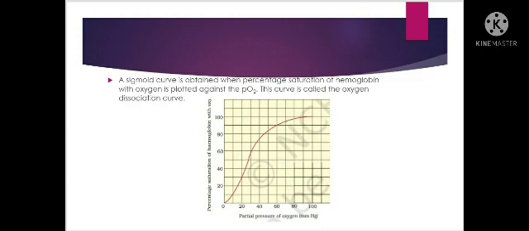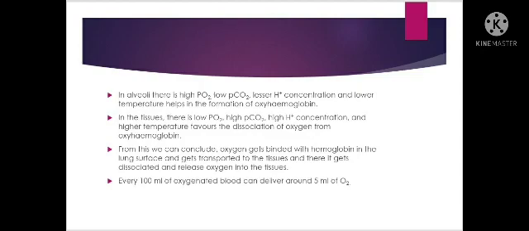When percentage saturation of hemoglobin with oxygen is plotted against the partial pressure of oxygen, a sigmoid curve is obtained. And this curve is called the oxygen dissociation curve. And this is highly useful in studying the effect of factors like partial pressure of carbon dioxide, hydrogen ion concentration, etc.